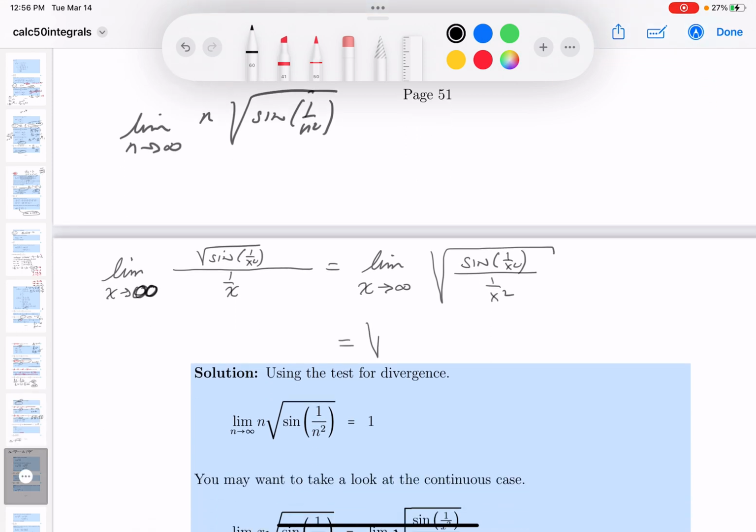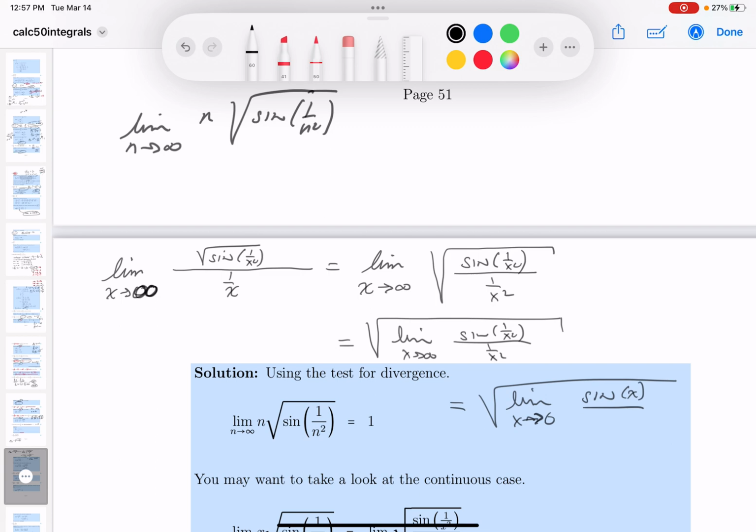I'm going to say it's the root of the limit as x goes to infinity. And what do you get there? You get sine of 1 over x squared, over 1 over x squared. And that really does look familiar, doesn't it? Let's write it a little differently. I'm going to write it as the root, and that's going to be the limit as x goes to 0 now. I'm going to switch it around a little bit. That's going to be sine x over x. Again, maybe I should do it from the right. It doesn't really much matter, by the way.